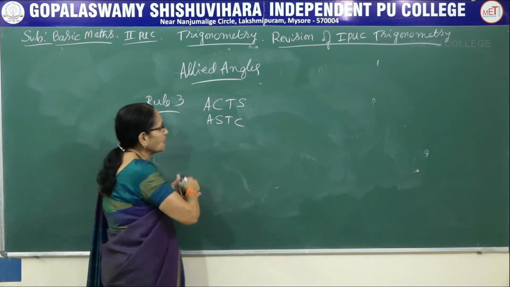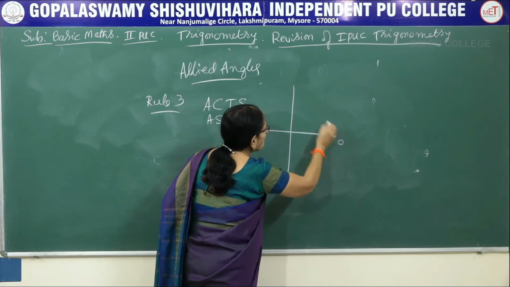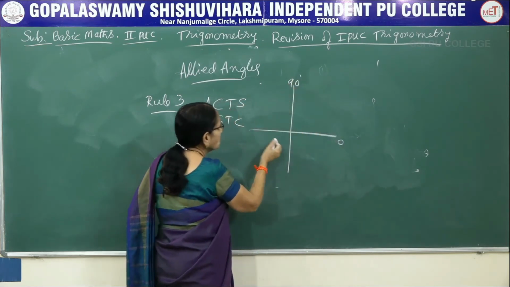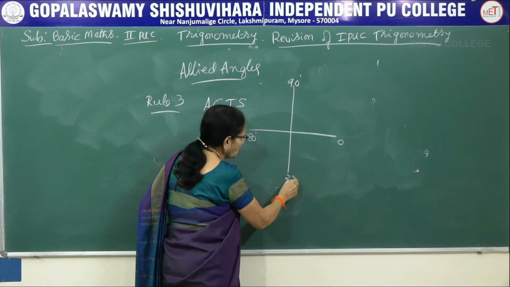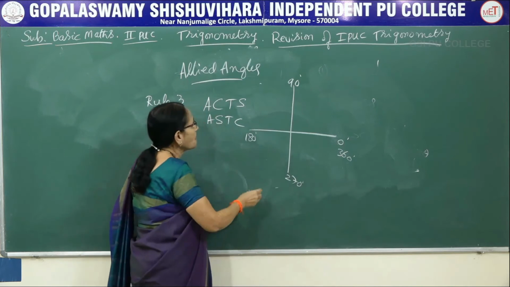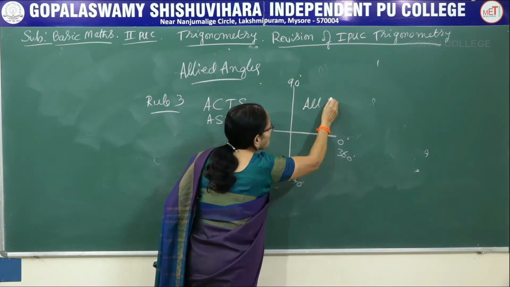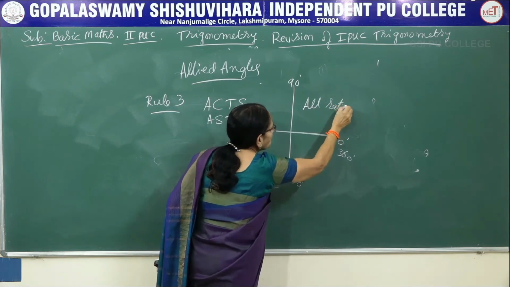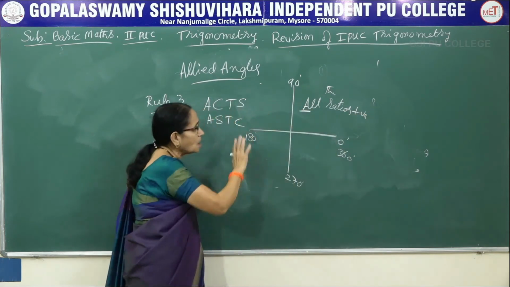Why we write like this is, let me consider this quadrant diagram: 0, 90 and 180. All four quadrants I am considering here. Now here in the first quadrant, all the ratios are positive. In the first quadrant, all the ratios are positive. So we take the first letter, A, for all the ratios.